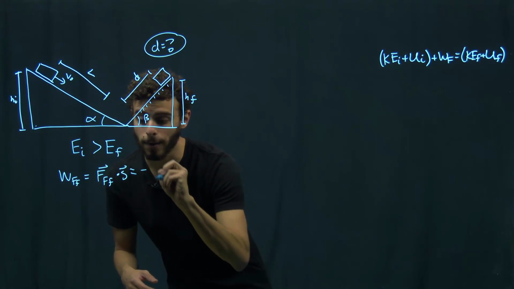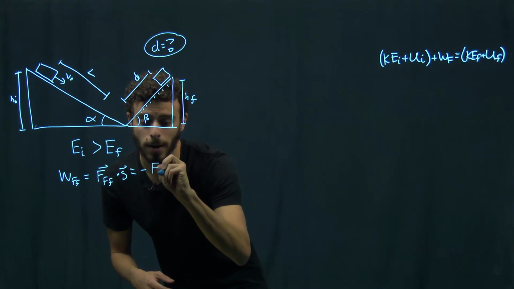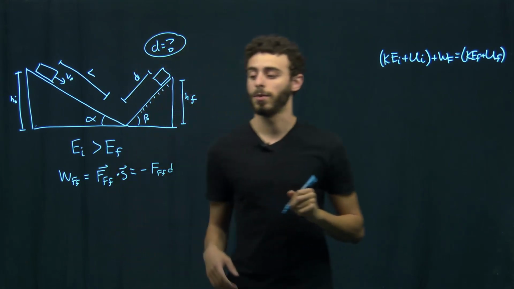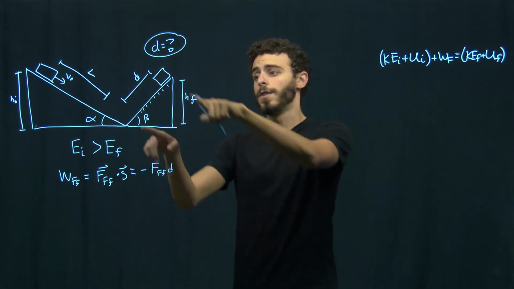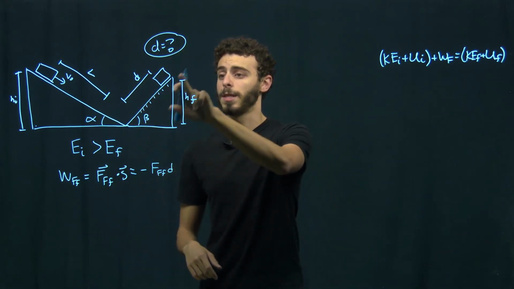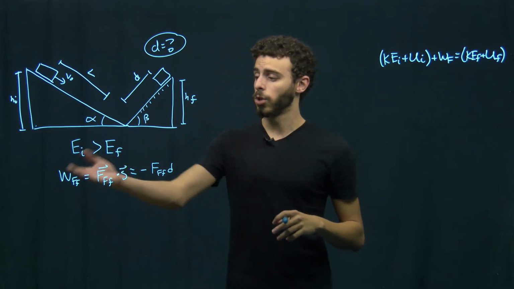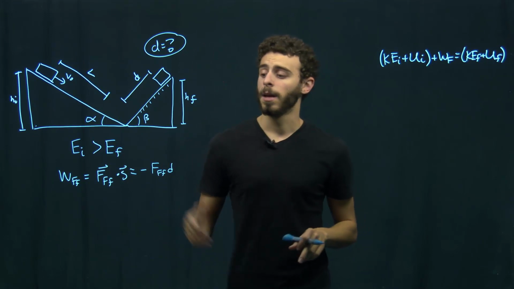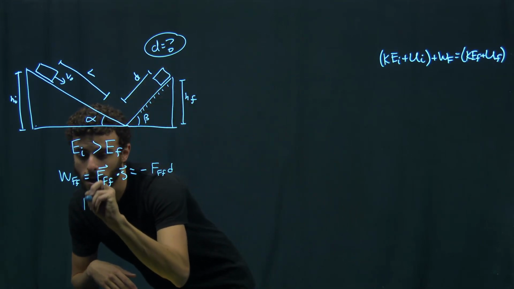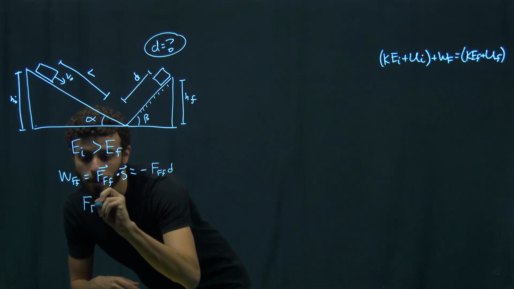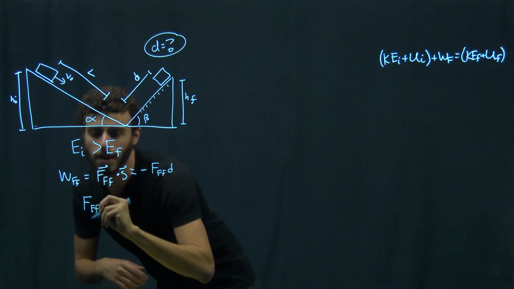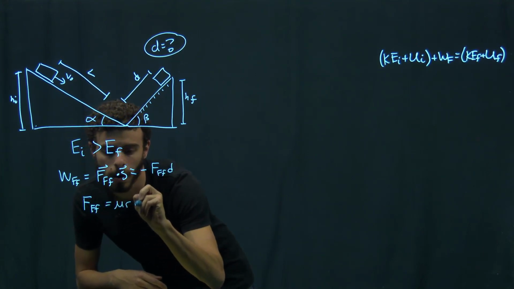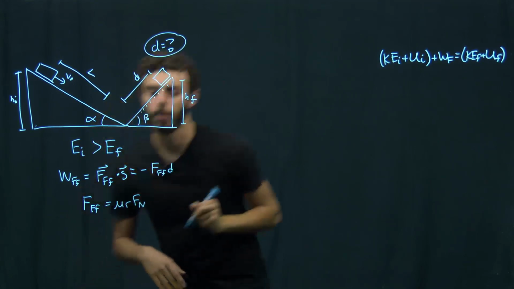So this will be a negative work done, which is the force of friction times the distance that the friction is applied over. In this case, the friction is only applied over this distance d on the second ramp. So our work done by friction is going to be negative force times distance. Now all we need to do is note the form of the frictional force, which should just be mu r times force normal.